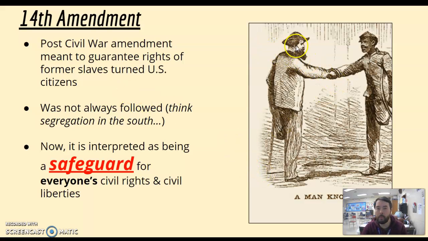I wish my webcam wasn't cutting this off, but this is a political cartoon that came out at the time of the 14th Amendment. It's got a white former Civil War soldier who has had a limb amputated, and an African American former soldier with a limb amputated shaking hands. It says, "A man knows a man."